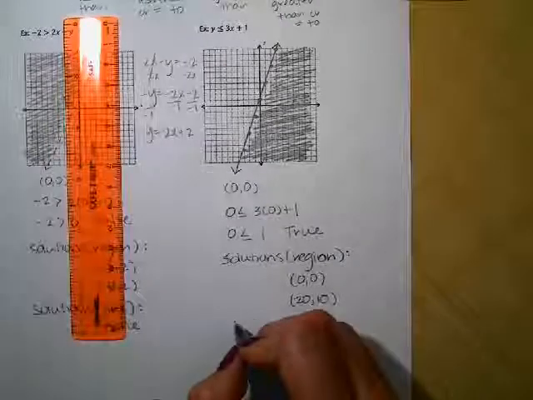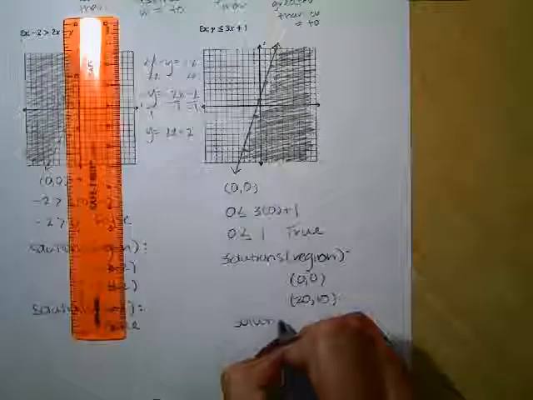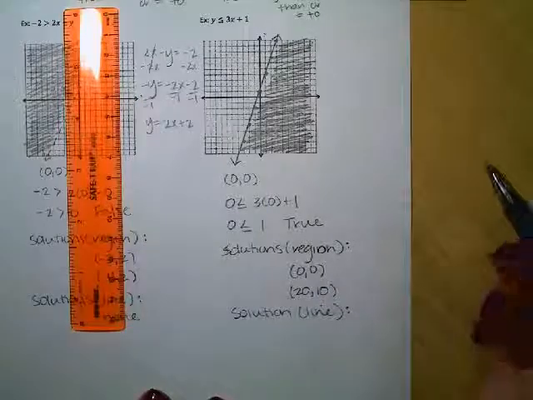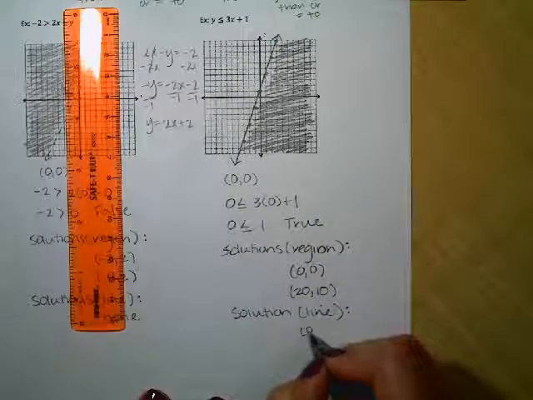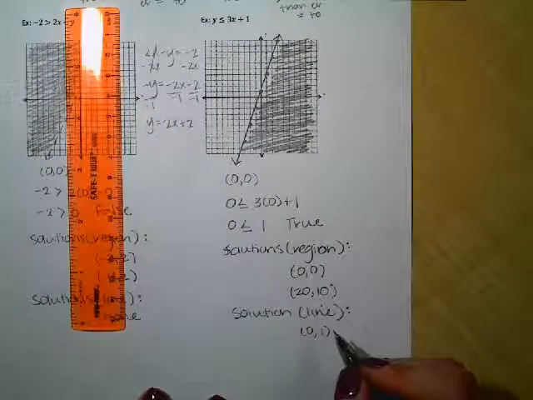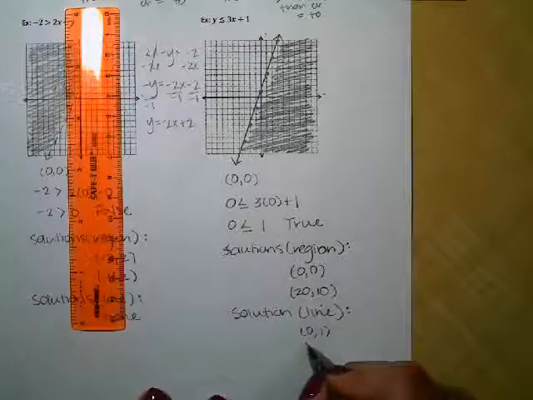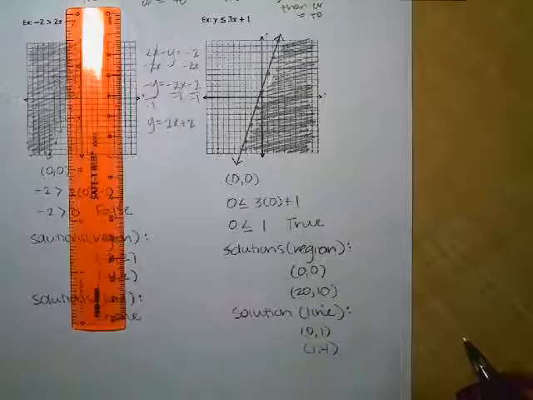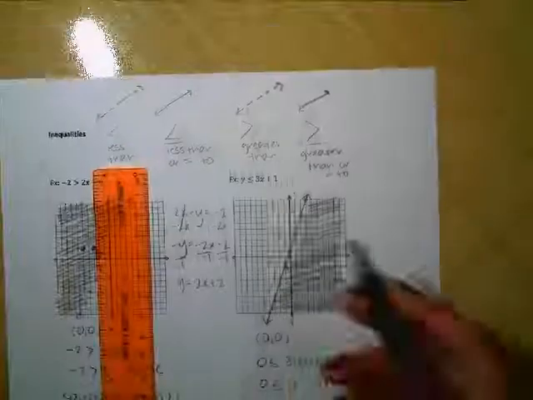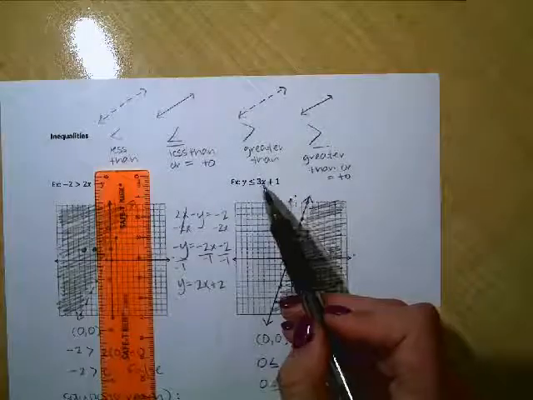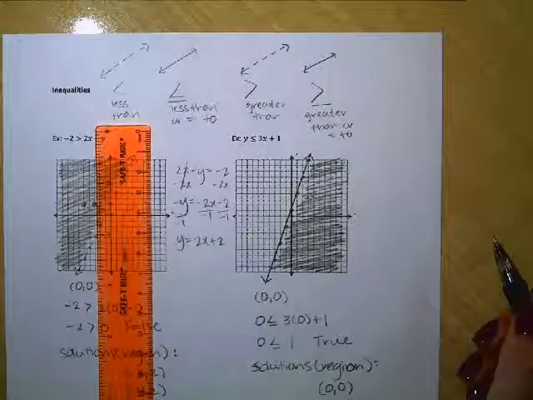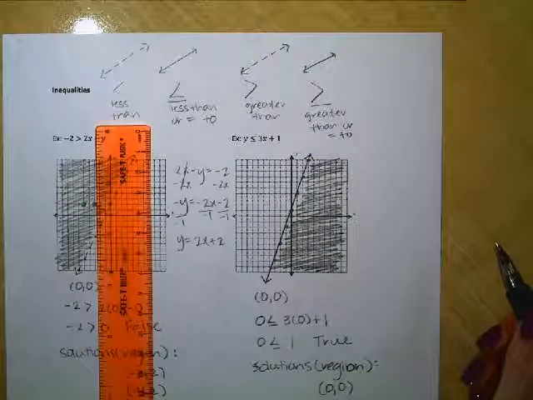Okay. What about a solution that's on the line? Can we get some of those this time? Yeah. Okay, what's an example? 0, 1. Maybe one more. 1, 4. 5, 3. Now, are you positive about that? If you plugged in 0.5, it'd be 3 halves plus 1, which is 4 halves. Wait, 3 halves plus 1 is 5 halves. It'd be 2.5. So if you want to do 0.5, you can say 0.5, 2.5.